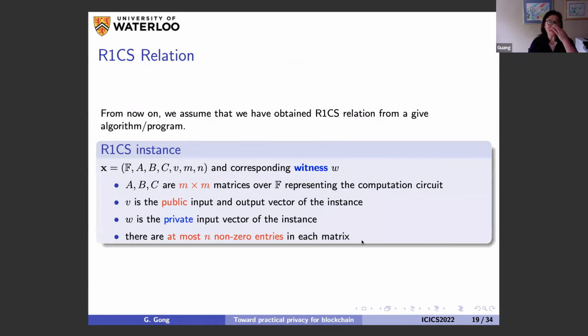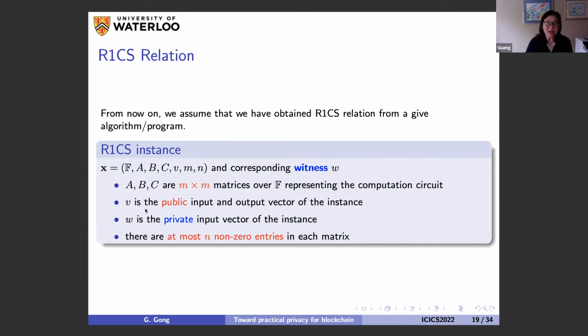Okay, so now we look at the R1CS relation. Right now, I will assume we already get this R1CS relation from the program. So using the circuit generator, we get the circuit. From the circuit, we get those matrices A, B, C. A is the left input vector, B comes from the right input vector, and C is the output vector. Then from the wire values, we can write them as the three matrices.